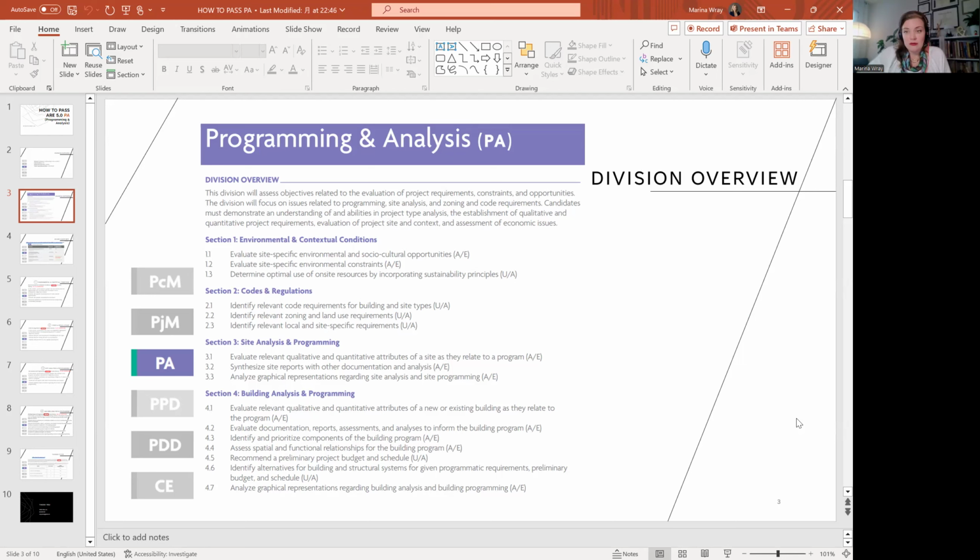There are 4 sections in this exam, and I will talk more about them in a minute. Section 1 is environmental and contextual conditions. Then section 2, codes and regulations. Section 3 is site analysis and programming. And section 4 is building analysis and programming, and you see that this is the largest section of this division.